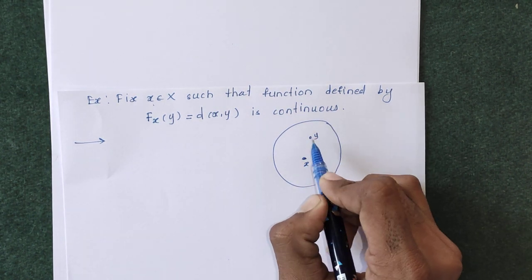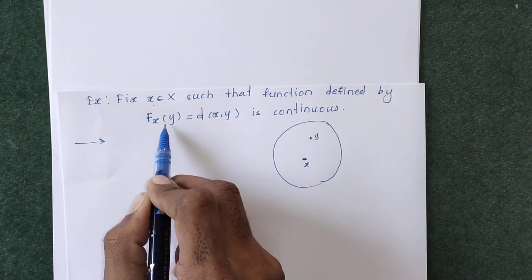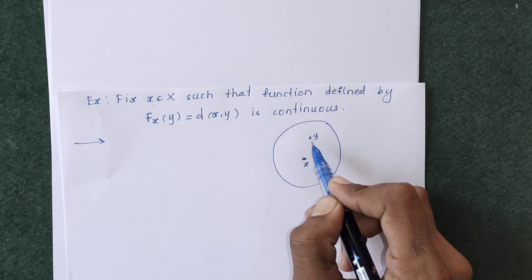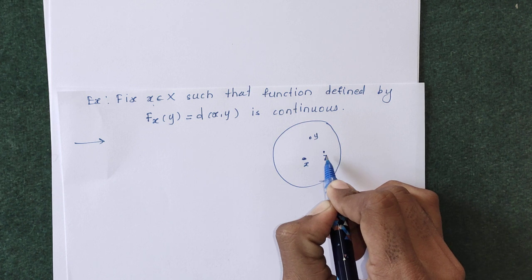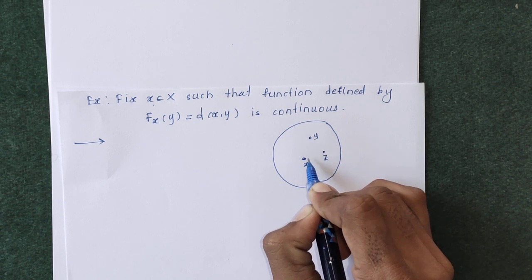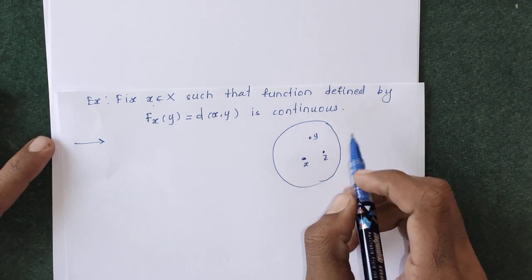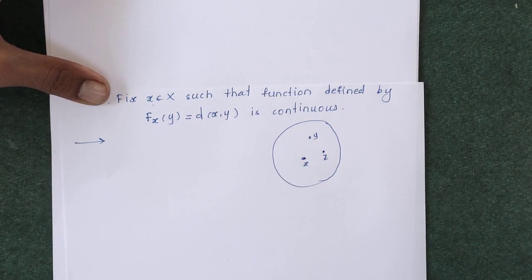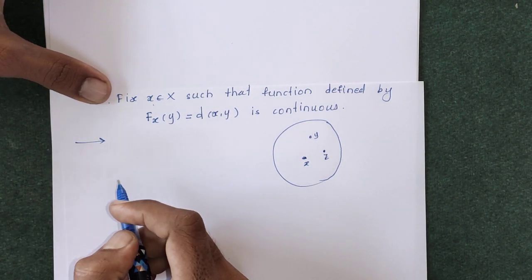So f_x(y) is the notation of the function, where x is the fixed element, and f_x on y is defined as the distance between these two elements. Suppose this is another element of the domain, z, then the function on z is the distance between these two elements. We have to show that this function is continuous. There is no need to draw this diagram, it was just to illustrate the definition. So the function is defined in this manner, and we have to prove that the given function is continuous.